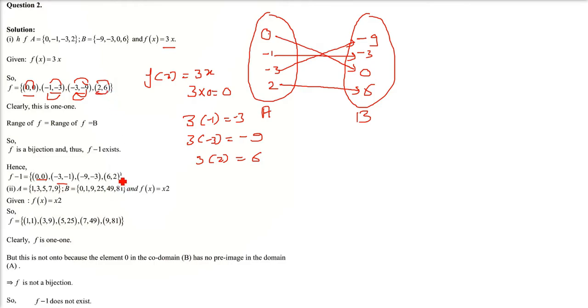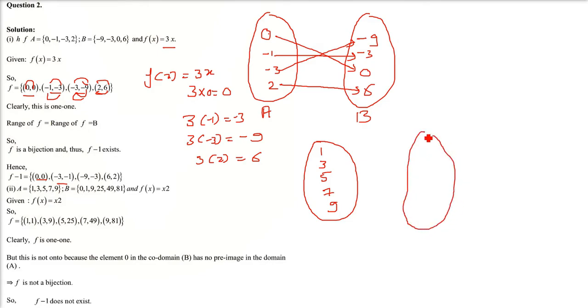Second one, we have to do exactly the same thing. First let us make the pictorial view. That is 1, 3, 5, 7, 9. In B we have 0, 1, 9, 25, 49 and 81. Now take x square, f(x) is x square.